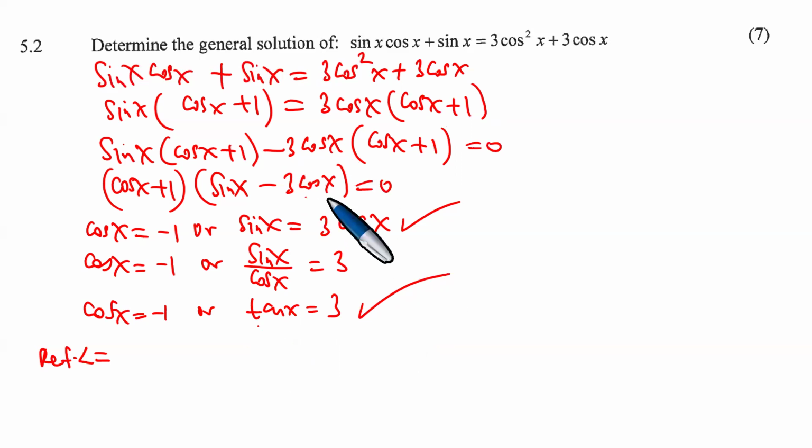Yeah, because it was clear that we had a common factor. So how do you know when you're supposed to minus 3 cos x? Because sometimes they say you must change cos x to sine, or sine x to cos x. You look at the common factor, cosine x plus 1, because the cosine x plus 1 was there to give us a solution as well.